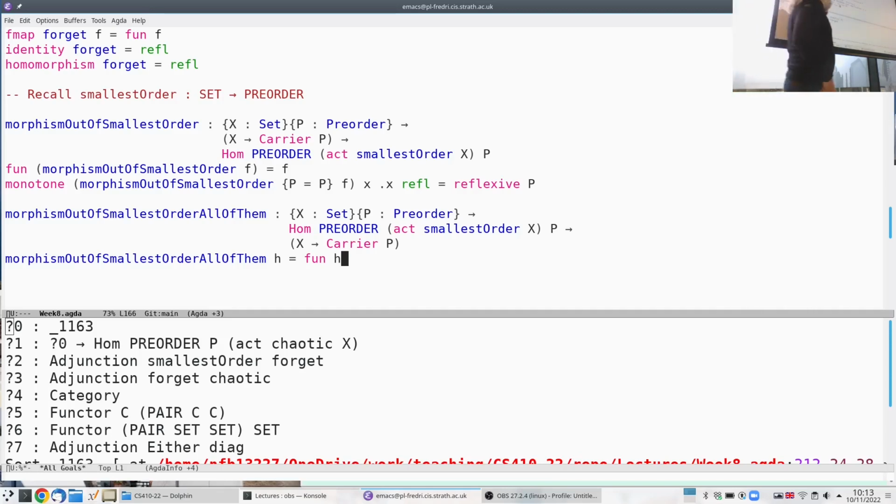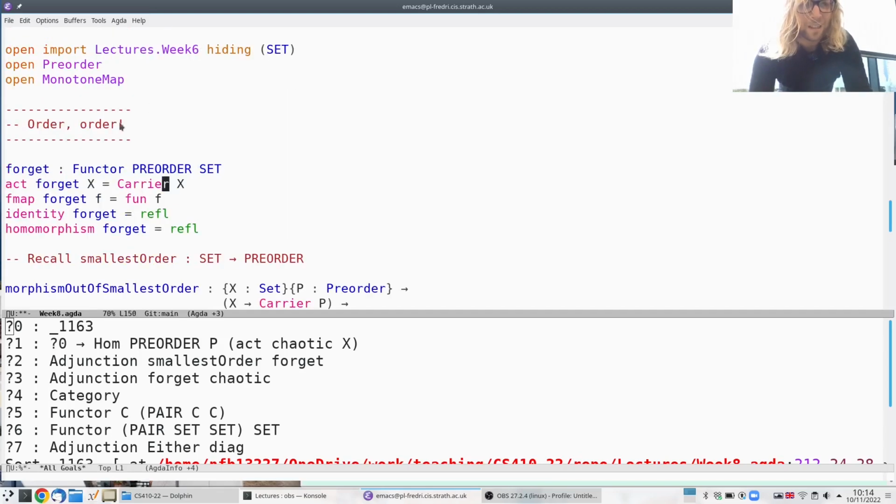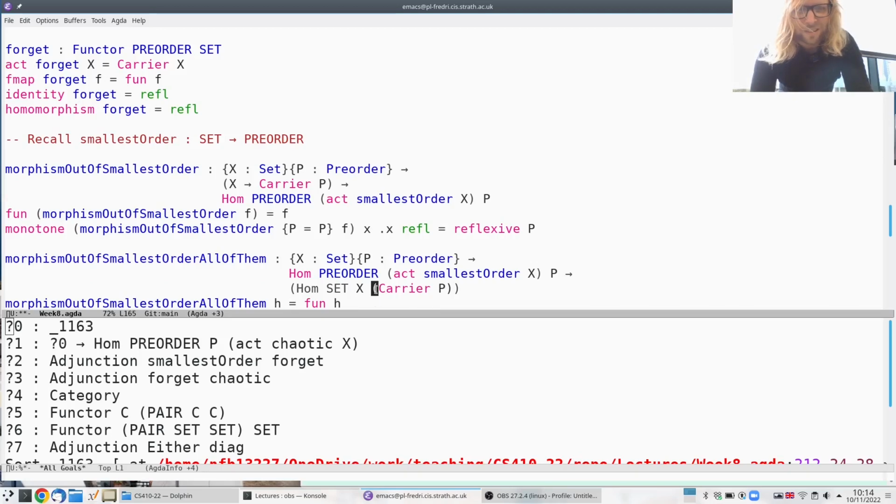So the point is that in order to make one of these morphisms, you need to exactly do one of these. And now you could also notice that here I wrote it as a HOM in the category of preorders, but I could also write this as a HOM in the category of sets, right? So let me do that. This is a morphism in the category of sets, which is a function from x to the carrier of p. But then I could also see that the carrier of p here, that's actually the action of this forgetful thing, right? So I could say this is act forget p.